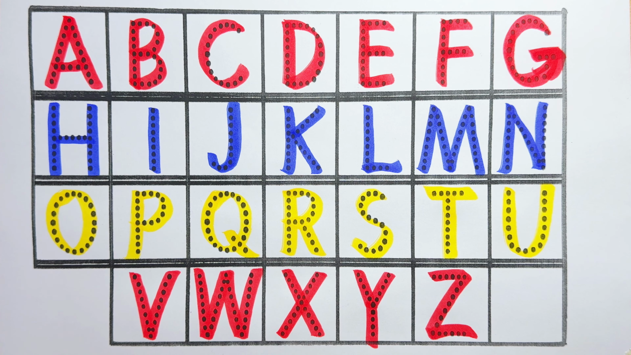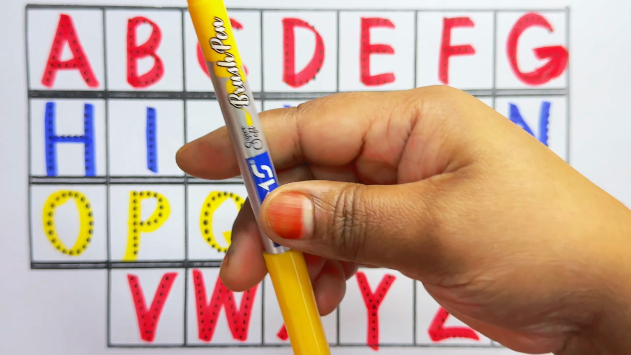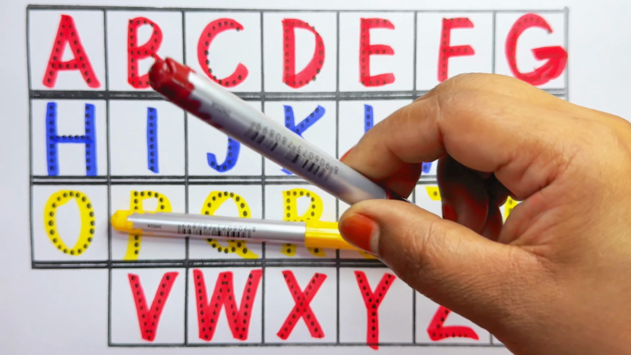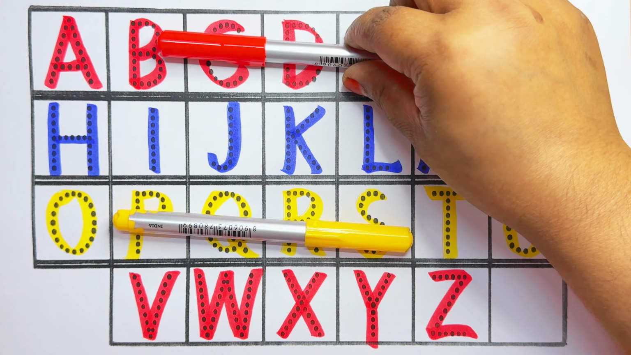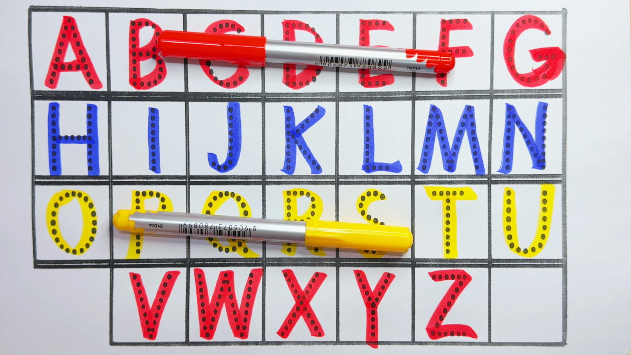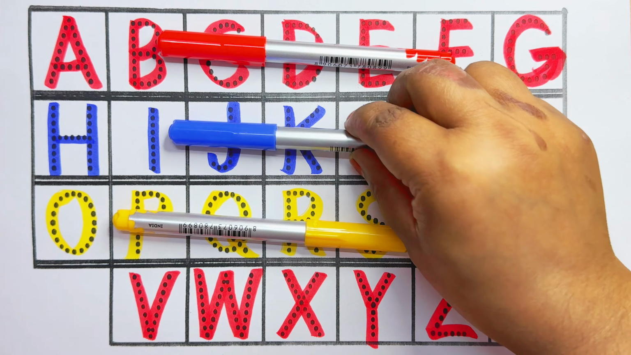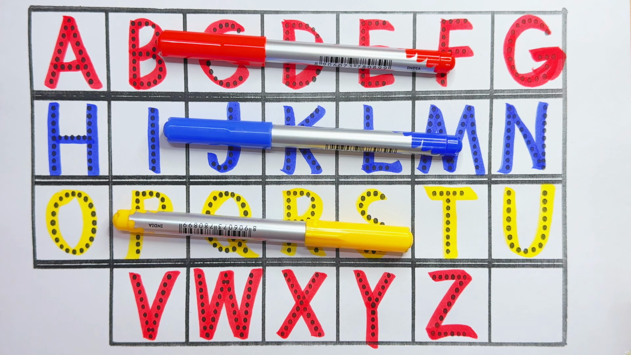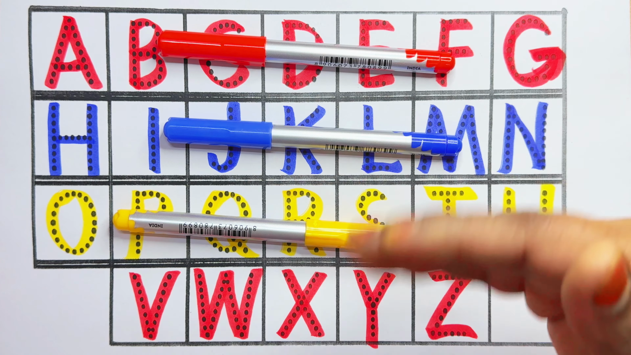Let's match the colors. Yellow color, red color, blue color. These three are primary colors. We can make different colors by using these three colors.